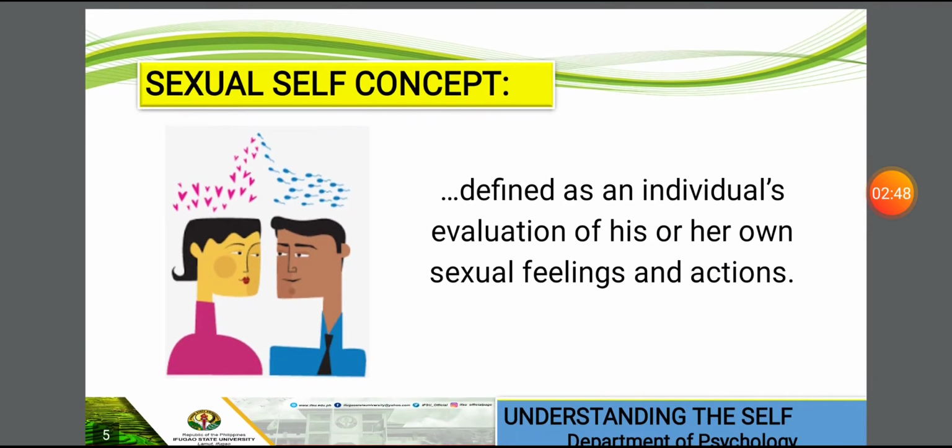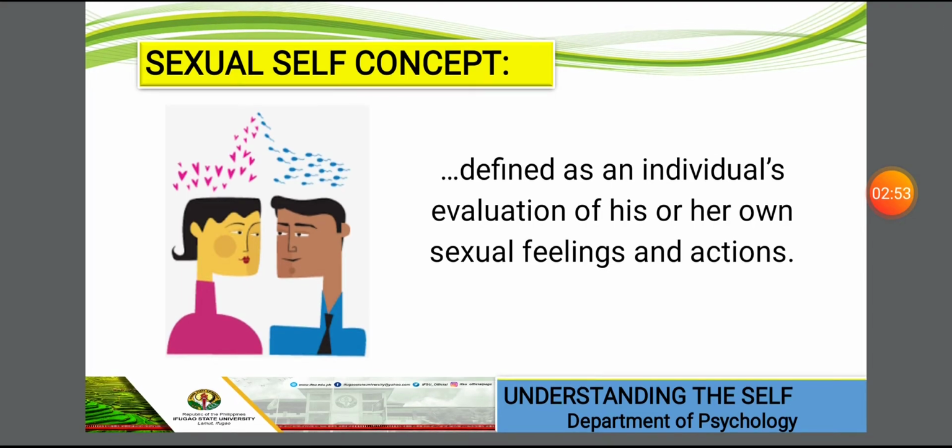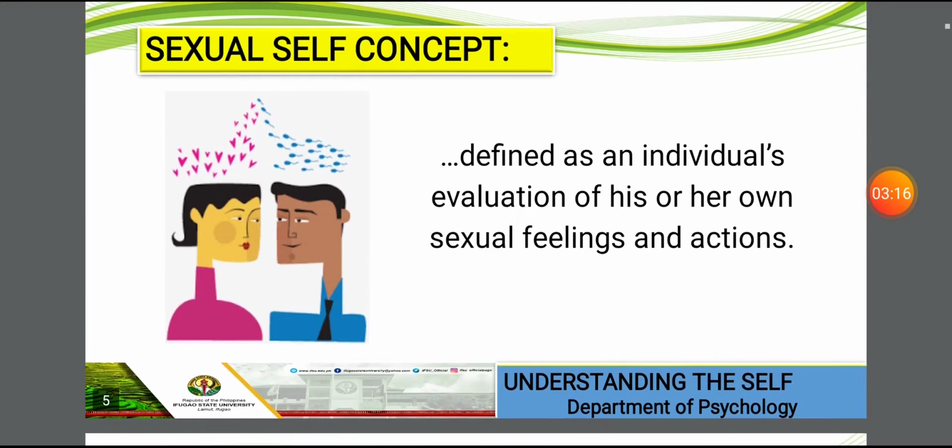So let's learn about sexual self-orientation or concept. It is defined as an individual's evaluation of his or her own sexual feelings and actions. So you could say that Mom Marlene is in love with Pastor Clarence Buyukan. So I am in love with a male, okay? And I am a female, like that. Or you could say that Sir Aiken is in love with someone, okay, so that's just an example.